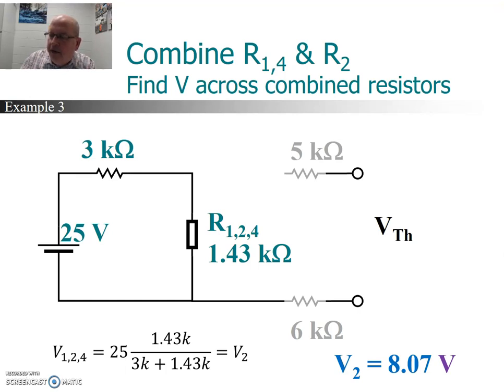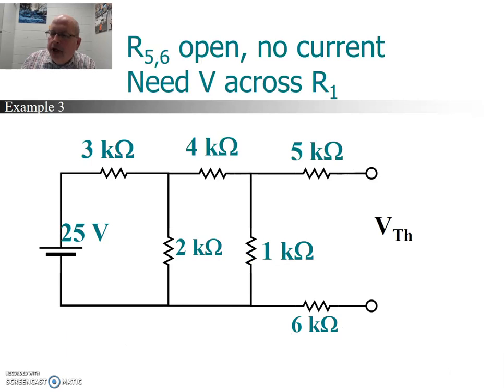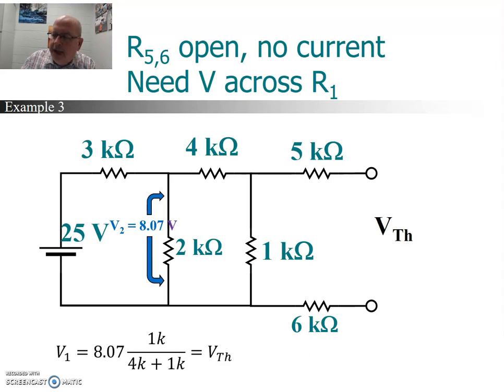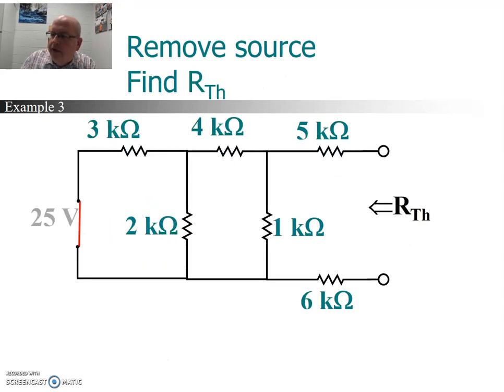We're going to use that voltage across the 2K in order to find what we're looking for, which is the voltage across the 1K. So we'll go back to our original circuit. We just found the voltage across the 2K resistor. We can use that voltage along with a voltage divider again using the 4K and the 1K. And we can get the voltage across the 1K, which turns out to be the Thevenin voltage. Do the arithmetic, that works out to 1.61 volts. So that becomes our Thevenin voltage.